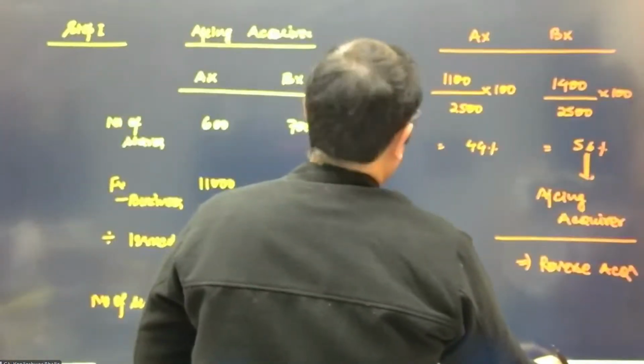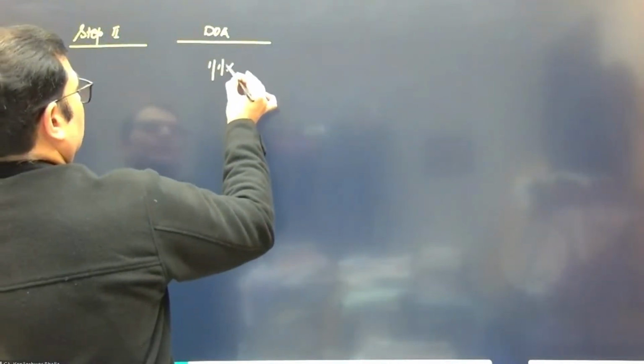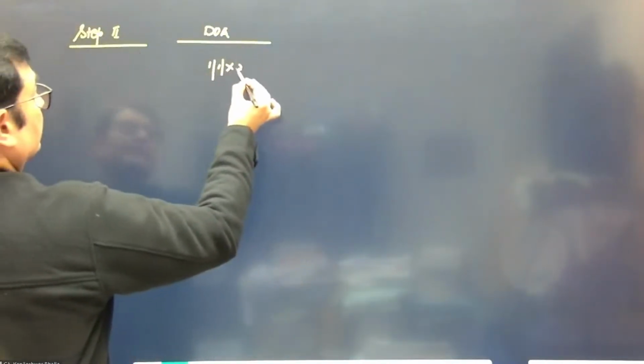Let's go to step number 2, which is the date of acquisition. And I think that is very clearly stated in the question. The date of acquisition was January X2. So the date of acquisition is very clearly given, January X2. That's not a big deal.